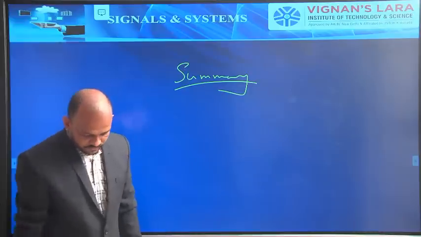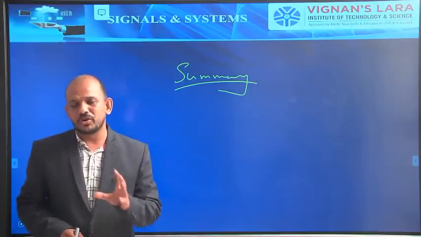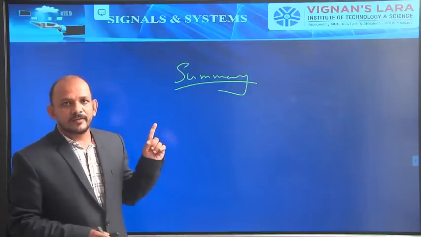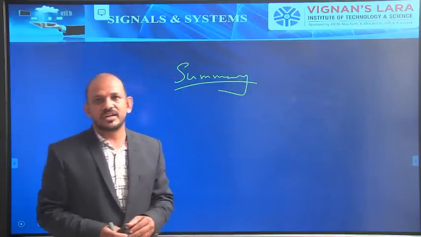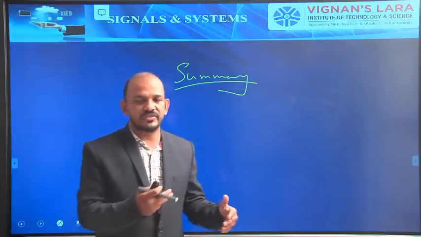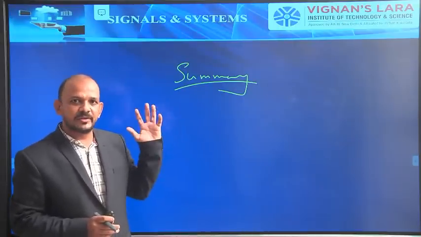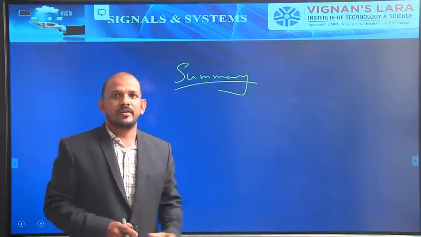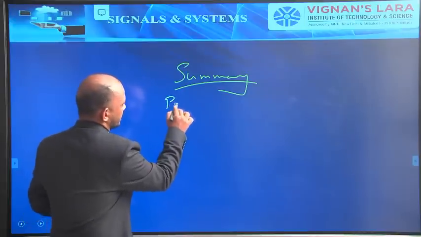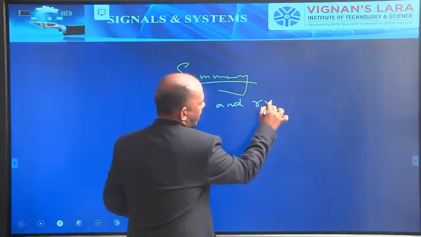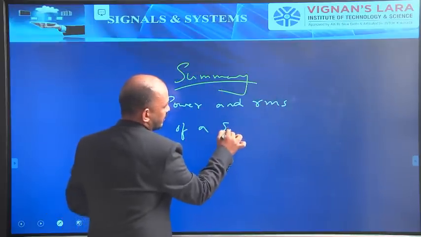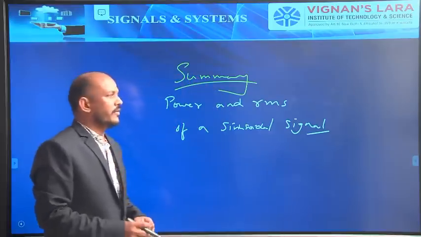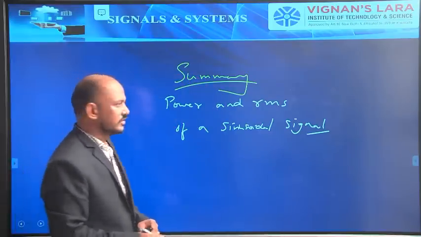Up to now, what have we discussed? In this class, we discussed only a few topics. First, I explained what a power signal and an energy signal are, with the equations for each, in the class before this one. In this class, I put more concentration on how to find the power and RMS value of a sinusoidal signal.